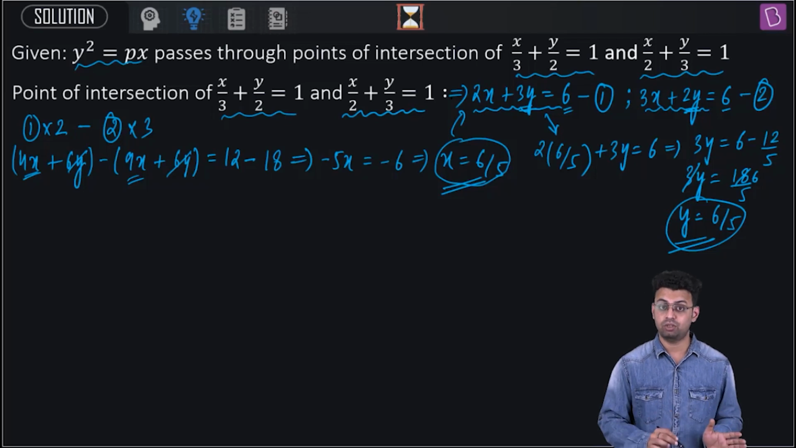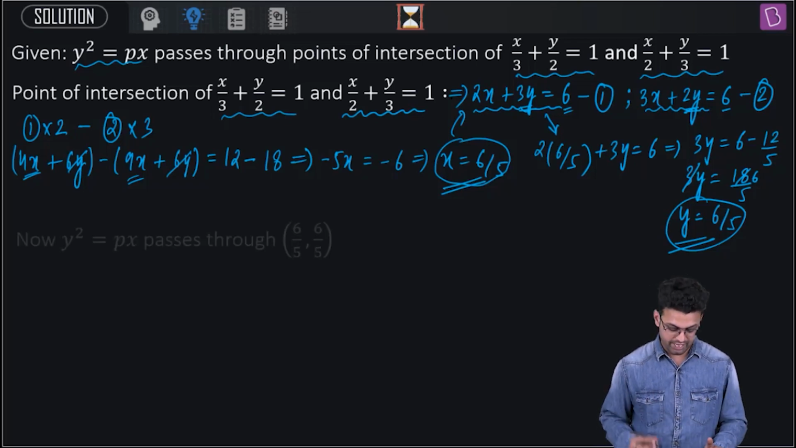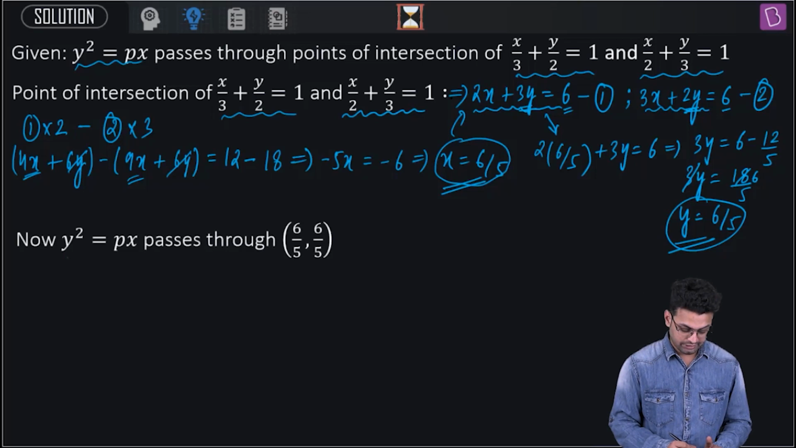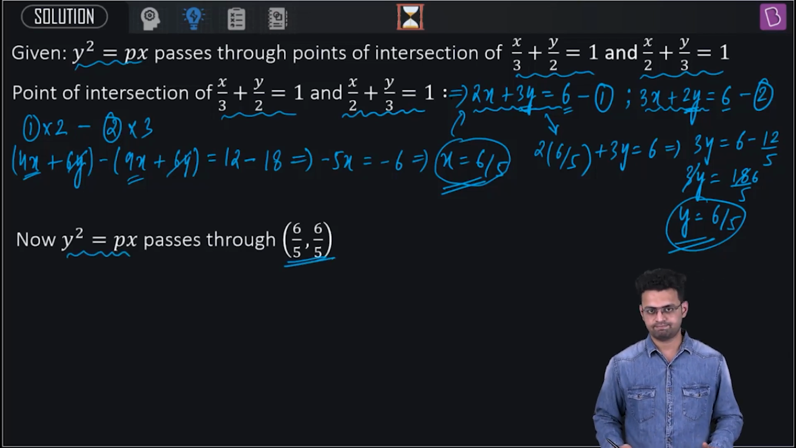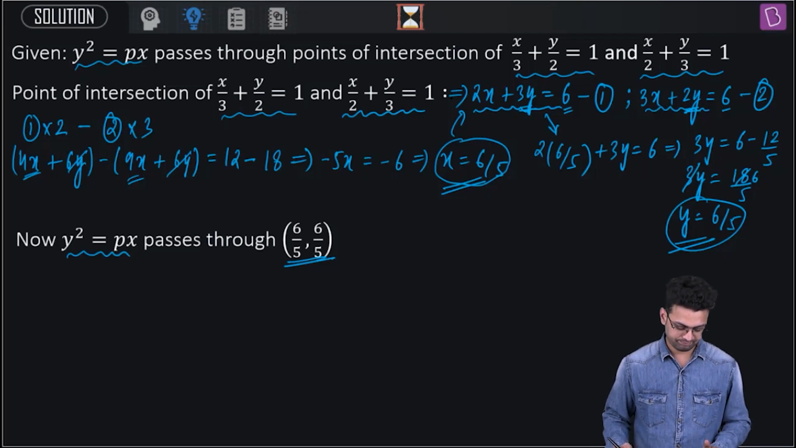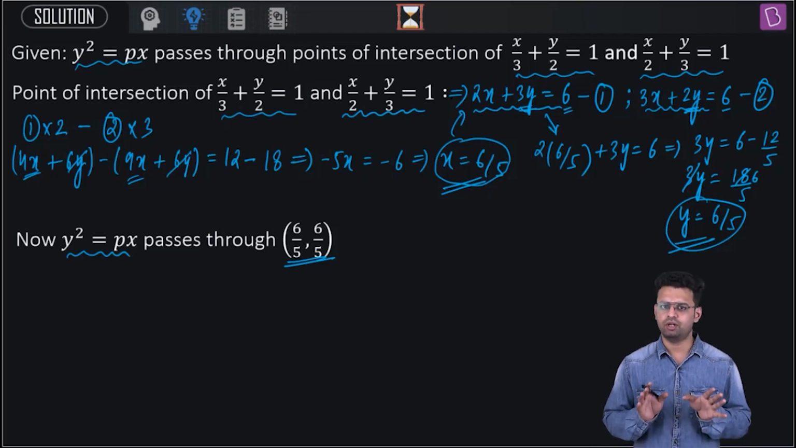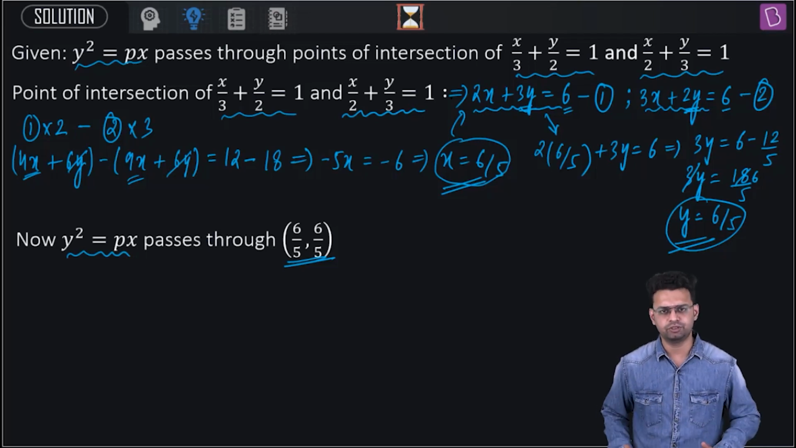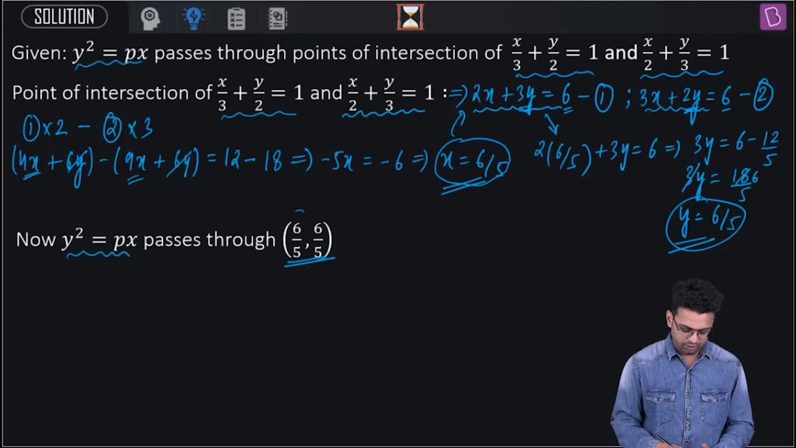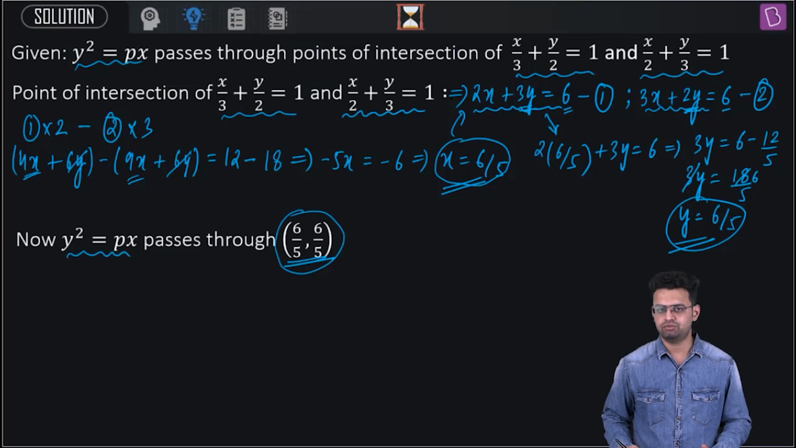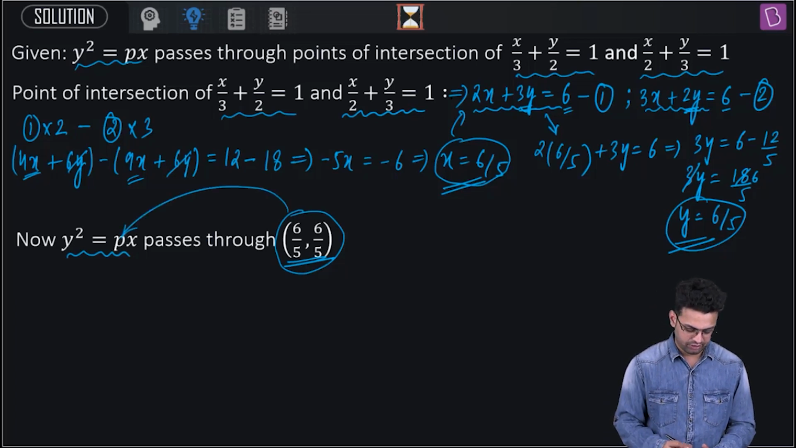The parabola was passing through these points. That means this particular parabola y square is equal to px is passing through 6 by 5 comma 6 by 5. Pretty interesting. Now there is a parabola which is passing through this point, so it's obvious that this point is going to satisfy the equation of the parabola. I don't think there is any doubt in this, right?